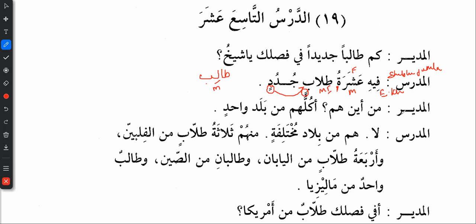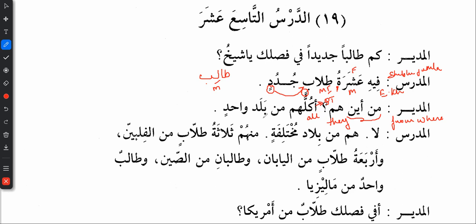So the mudir says, min aina hum, from where. Min aina comes together to make one questioning tool, means from where. From where? Hum, they. From where are they? A kulluhum. Kull means all of them. Hum means all of them. And this is a questioning tool, hamzatul istifham. It is known as hamzatul istifham, used for questioning. A kulluhum min balad wahidin.